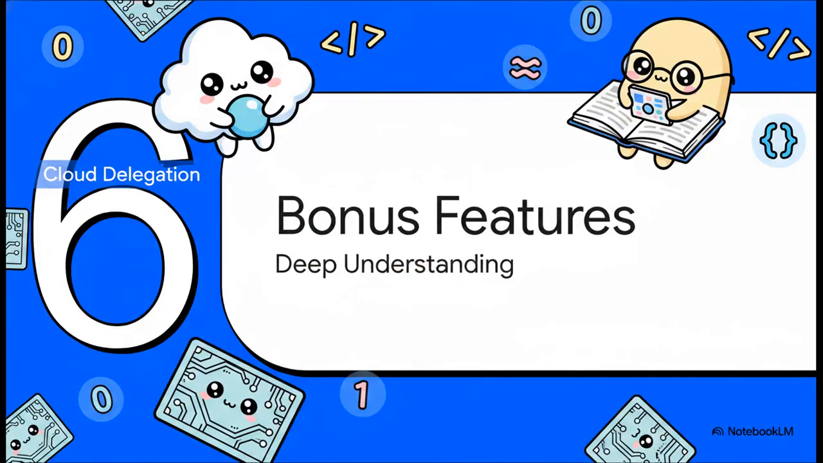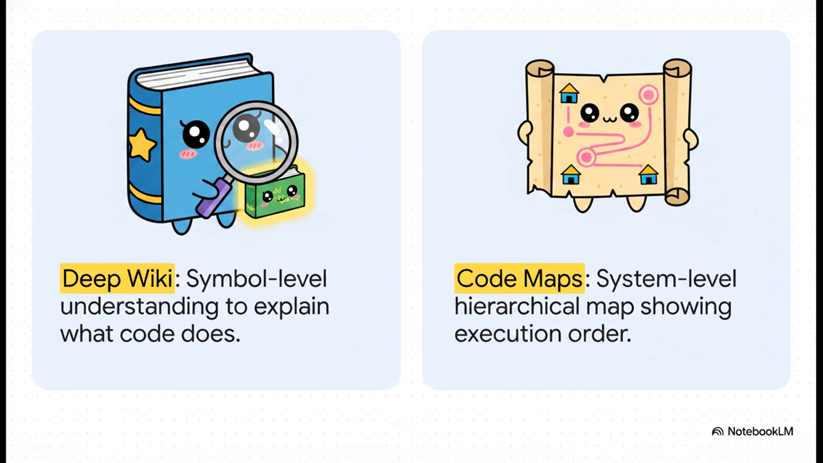Before we wrap up, we've got a quick bonus section covering deep understanding and cloud delegation. To really help you grasp the code that's being written, there's Deep Wiki. This gives you symbol-level code-based understanding. You just Command-Shift-Click any function or variable, and you get a real, clear explanation of what it does and how it fits in, which you can instantly forward to your agent. On top of that, code maps give you system-level understanding. A specialized agent builds a visual, clickable execution map for you. It's absolutely brilliant for designing new features or sharing a quick onboarding link with a teammate.